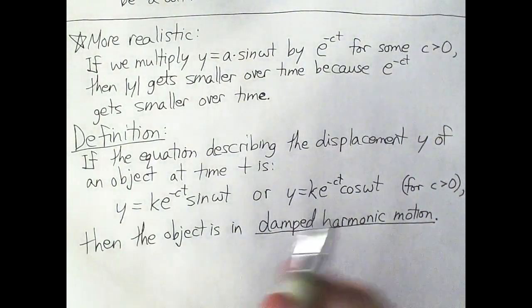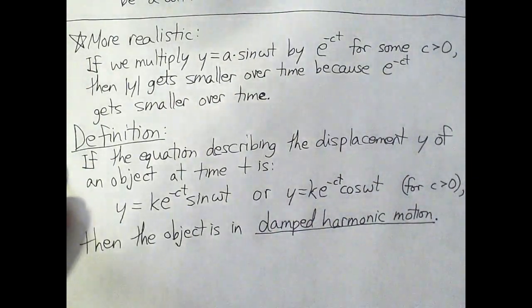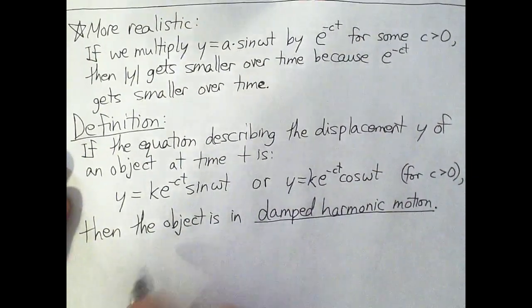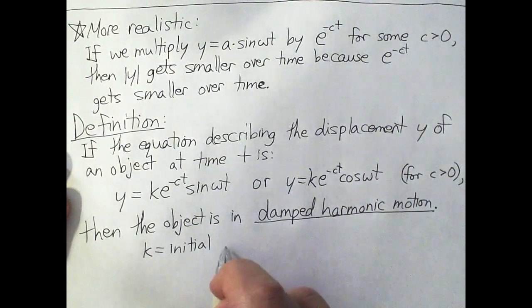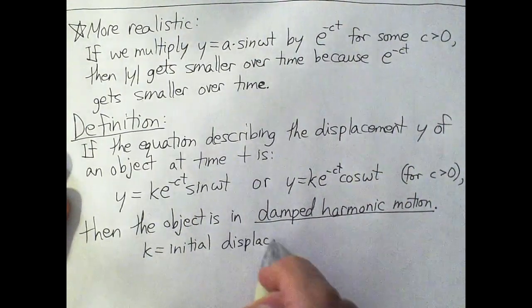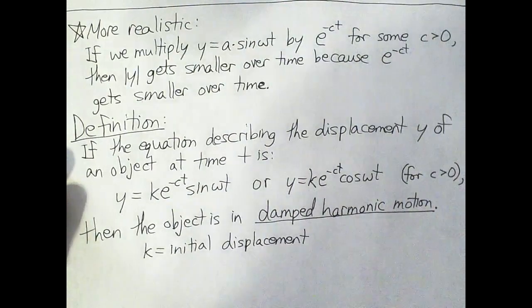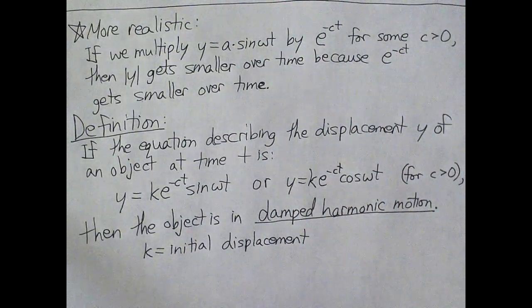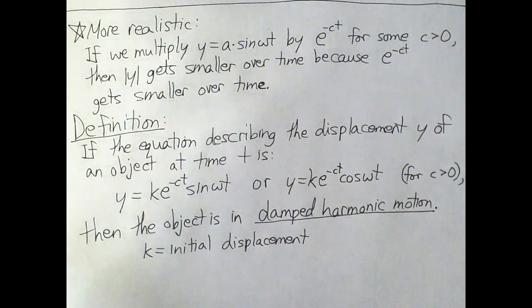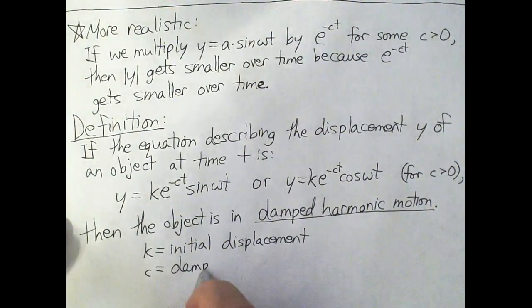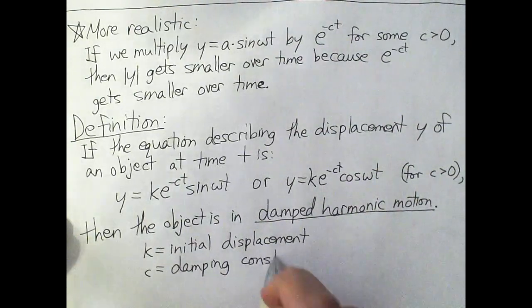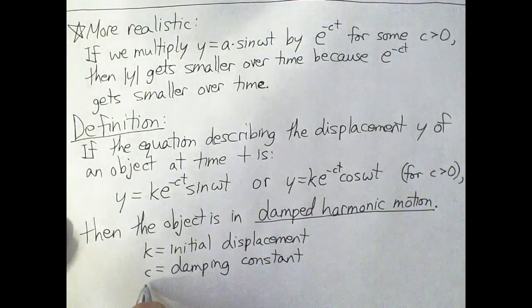But as you can see, the formula has gotten a little bit more complicated as a trade-off. Let me tell you what these letters represent. K is the initial displacement. So this is also allowing for an initial displacement, and then c is called the damping constant. Basically, these constants are just going to vary from one problem to the next. 2 pi over omega is still the period.